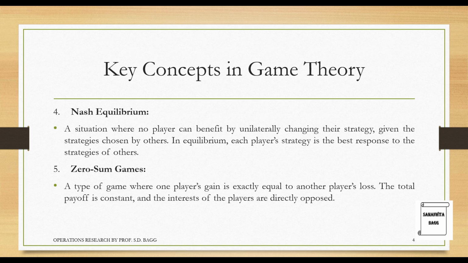The last one is zero-sum games, a type of game where one player's gain is exactly equal to another player's loss. The total payoff is constant and the interests of the players are directly opposed. So zero-sum game means one person will lose and the other will win the game.